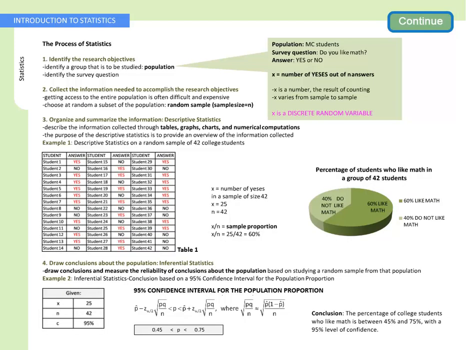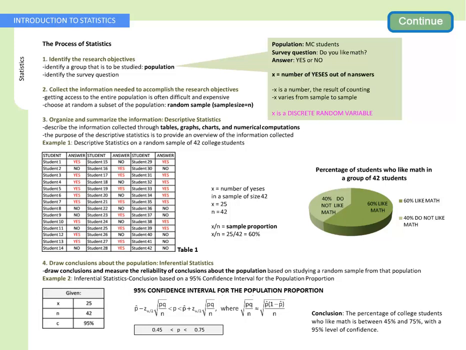With statistics, we can estimate the proportion of Mission College students who like math. Out of the population made of Mission College students, a random sample of 42 students was selected. The researcher used the survey question, "Do you like math?" The answer to the survey question can be yes or no. Table 1 displays the raw data collected from the sample. The number of yeses is counted.